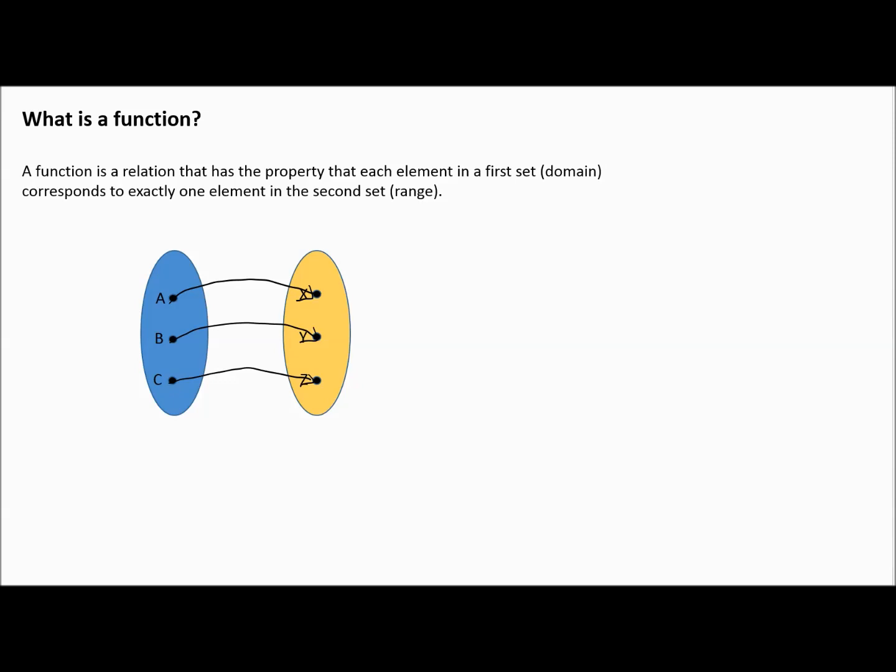Because functions are important in math. It's a notation and they have special properties. And so we want to be able to determine if we have a function. And in that case, we can use certain properties that apply to functions.